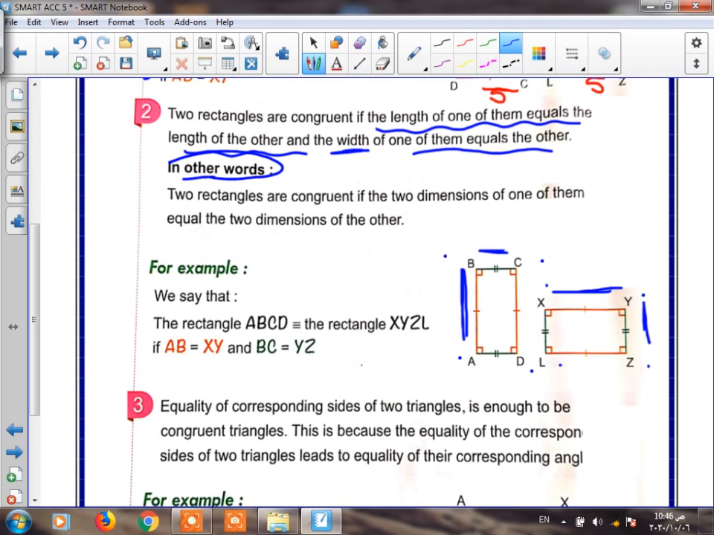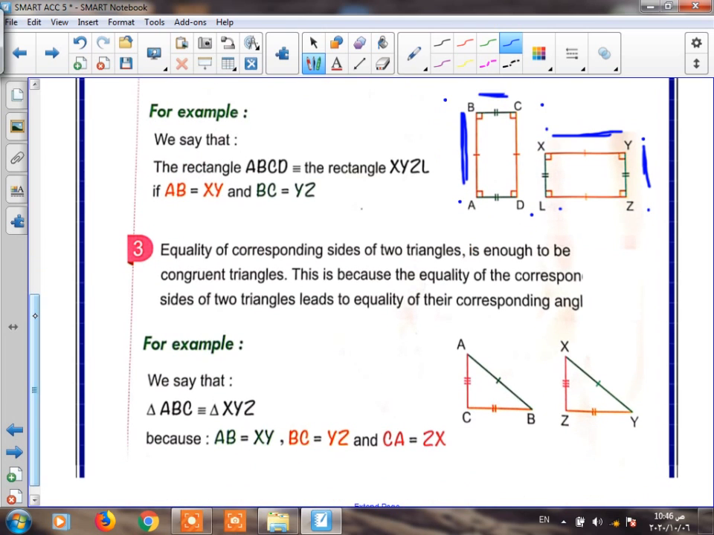In other words, two rectangles are congruent if the two dimensions, length and width, of one of them equal the two dimensions of the other. When it comes in the exam as a complete, he will write two rectangles are congruent if... and you complete: the two dimensions of one of them equal the two dimensions of the other. He will say that the rectangles ABCD and XYZL are congruent if AB equals XY and BC equals YZ.